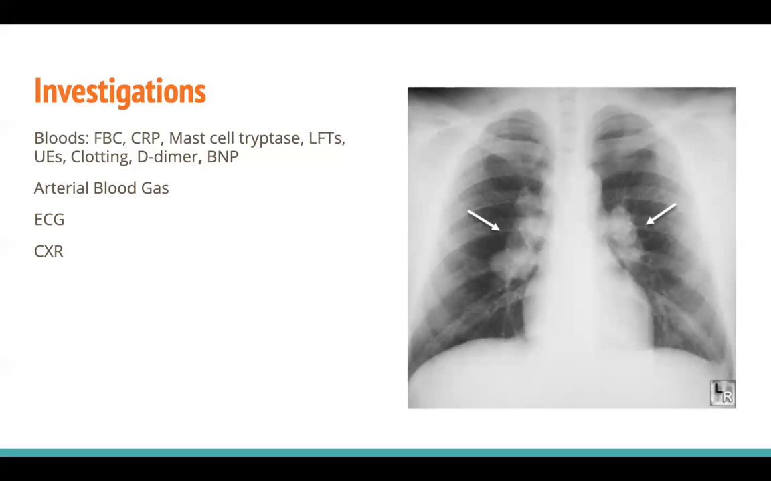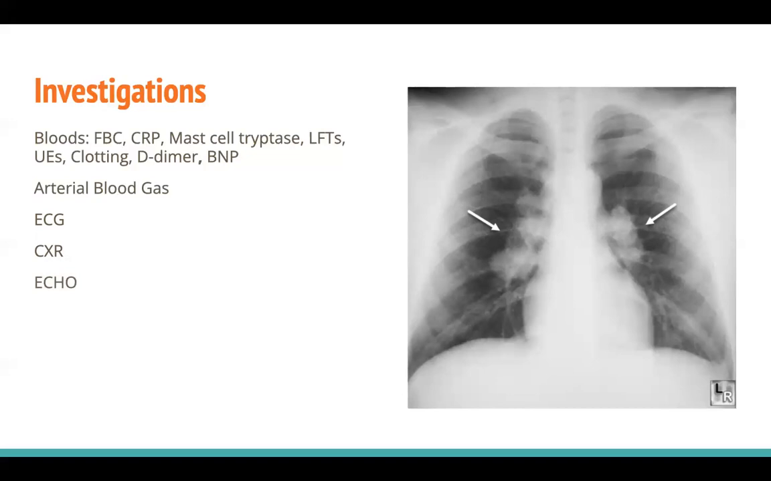Hilar lymphadenopathy, as is present on this chest X-ray, might be there if there's some evidence of sarcoidosis, for example, or even if there's some sort of evidence of malignancy. You might see fibrosis, so lower zone fibrosis if they've had asbestos exposure. You might see some evidence of pneumothorax, hyperexpansion if they've got COPD, and if there's bilateral infiltrates, this might indicate that the patient's got acute respiratory distress syndrome.